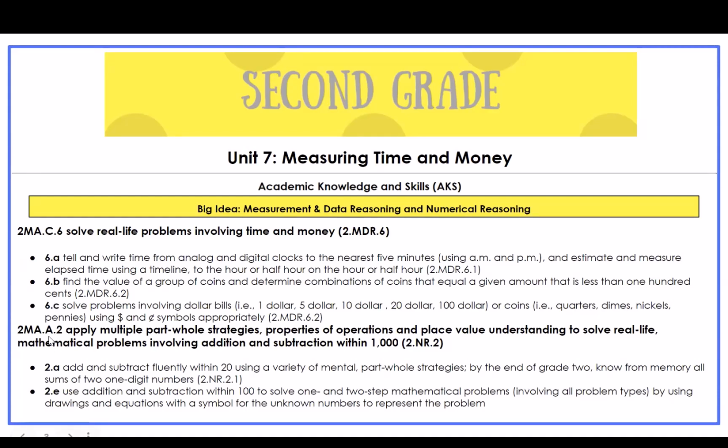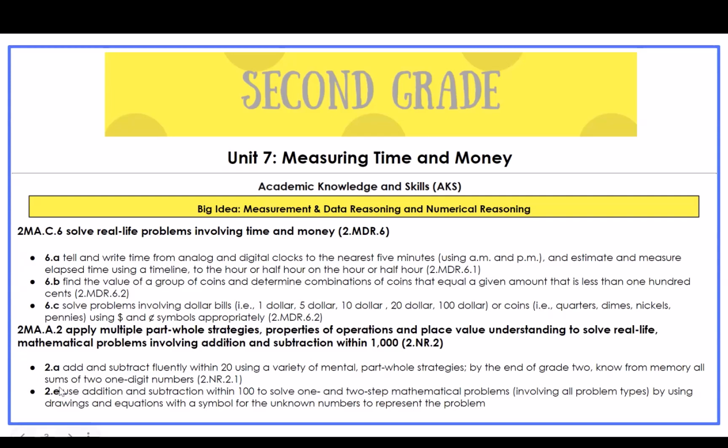AKS 2 involves students continuing to add and subtract numbers using a variety of strategies based on place value, part-whole, and properties of operations. Students will also continue to work on building fluency with addition and subtraction within 20. Let's take a closer look at the IOAs that will allow students to demonstrate mastery of AKS 2.